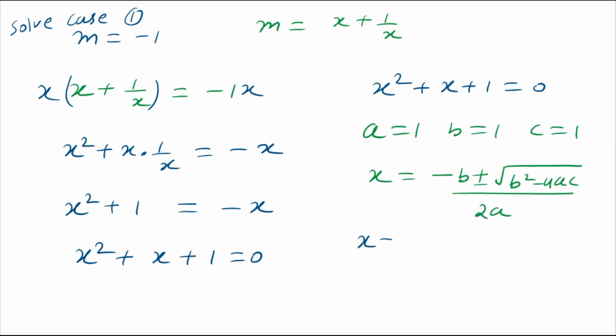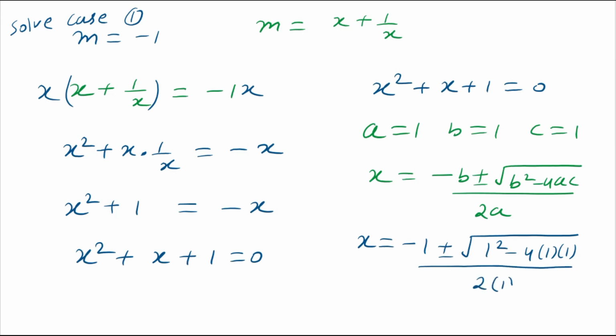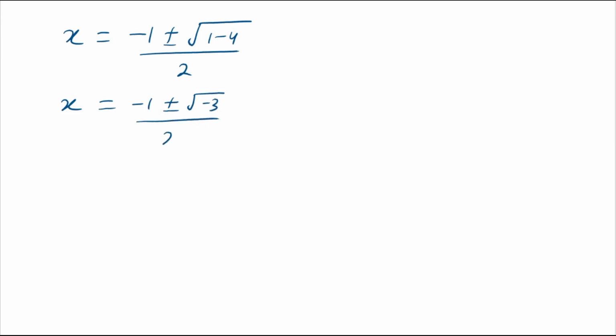Then x is equal to minus the value of b, which is 1, plus minus square root of b replaced by 1 square minus 4 times the value of a, which is 1, and the value of c is also 1, divided by 2 times the value of a, which is 1. Then x is equal to minus 1 plus minus square root of 1 minus 4, divided by 2, and x is equal to minus 1 plus minus square root of minus 3, divided by 2. Then x is equal to minus 1 plus minus square root of minus 3, same as square root of 3 times iota, divided by 2.